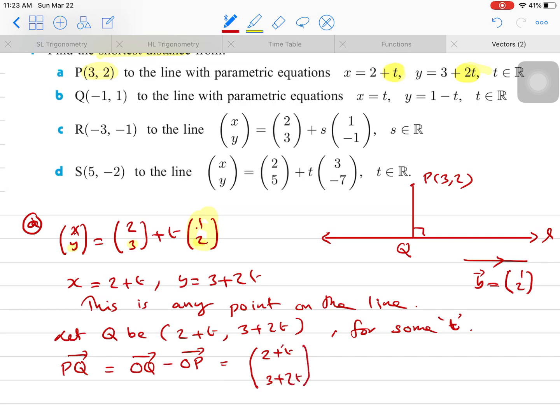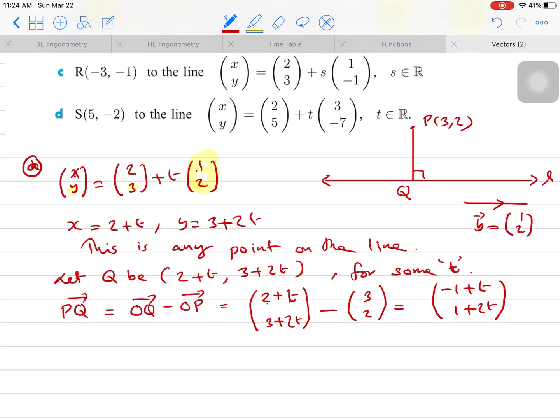OQ is (2 plus t, 3 plus 2t). That's my OQ vector, minus the OP vector, which is (3, 2). To subtract two vectors, you subtract the i coefficients. So 2 plus t minus 3 gives me minus 1 plus t, and 3 plus 2t minus 2 gives me 1 plus 2t. So that's my PQ vector.